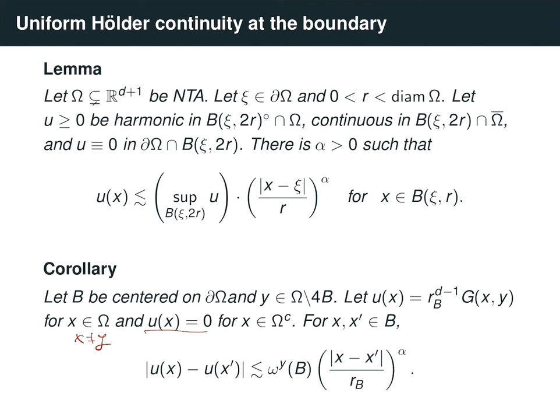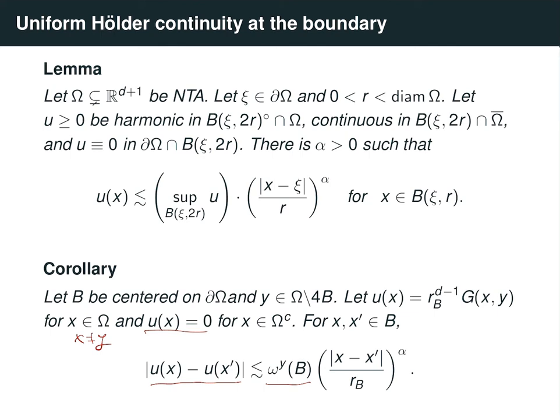So one can show, using the previous lemma and some of the other previous lemmas, that for pairs of points x and x prime inside this ball, the difference between u of x and u of x prime is controlled by the harmonic measure of this ball times (|x minus x prime| over r_B) to this power alpha. So in other words, the function u of x is a Hölder continuous function inside the ball B. And in particular, Green's function will be Hölder continuous inside every sufficiently small ball centered along the boundary.